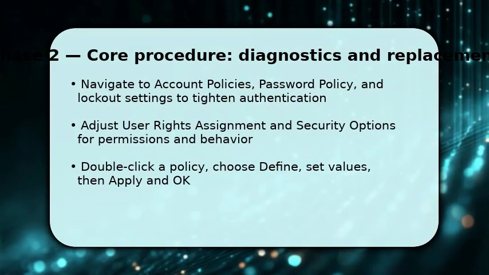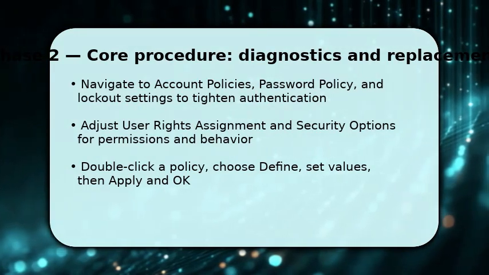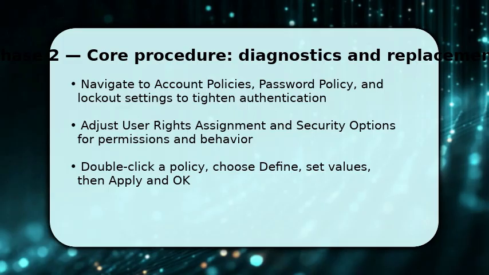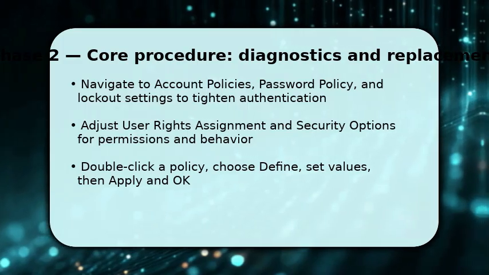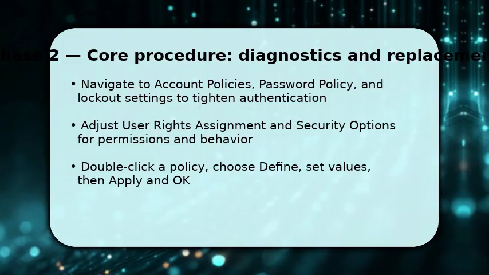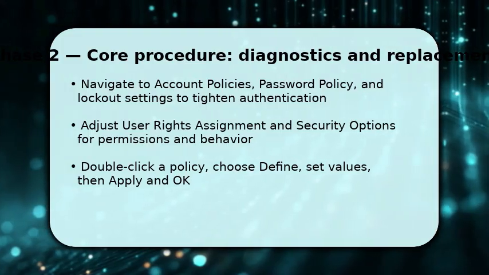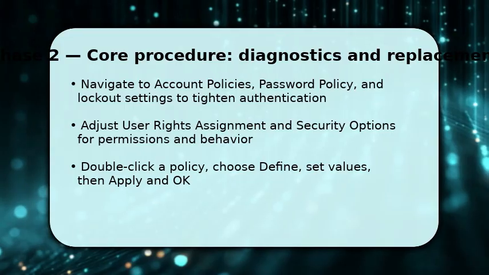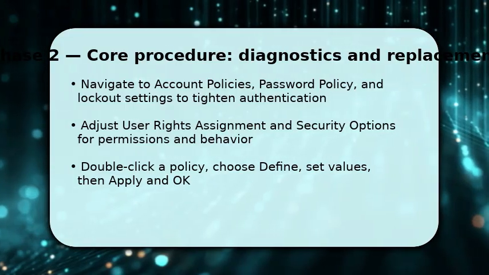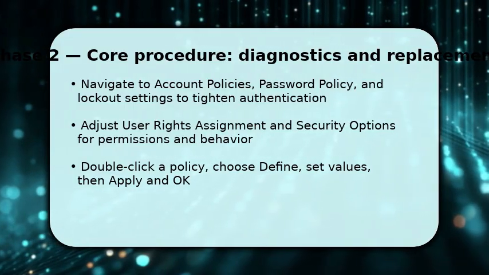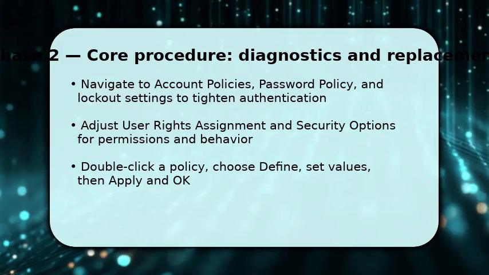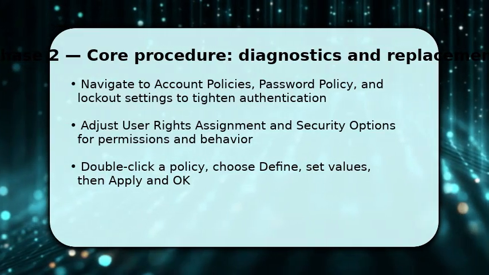You now make the concrete changes. Pick a category like password policy to enforce length and complexity, or account lockout to block brute force attacks. Double-click a rule, choose to define it, and enter values that balance security and usability. For user rights assignment, remove unnecessary accounts from powerful privileges, because reducing standing privilege lowers risk.